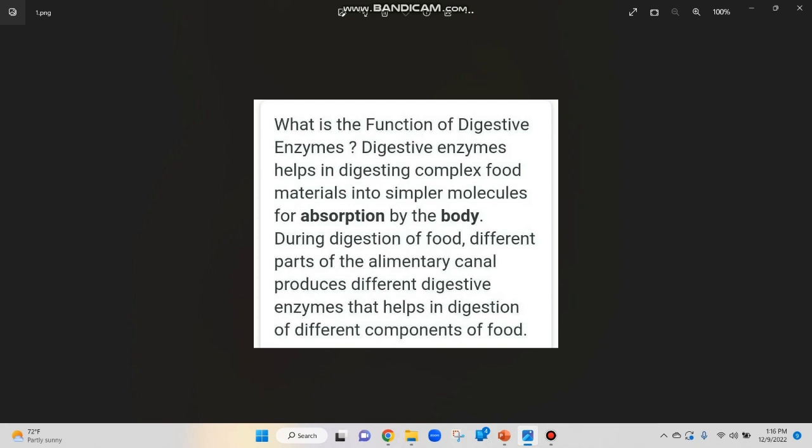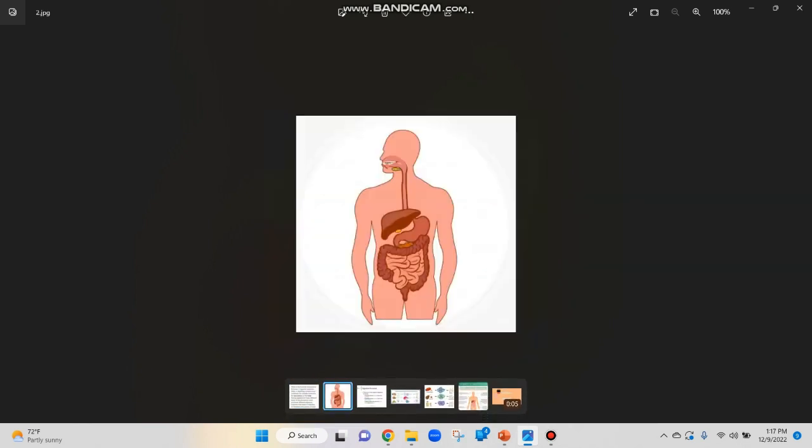Now, the next thing is that during digestion of food, different parts of the alimentary canal produce different digestive enzymes that help in digestion of different components of food. These components of food are the nutrients. Three main types of nutrients we have talked about: one is carbohydrates, second is protein, third is fats. There are more as well, like fiber, and water is sometimes considered a nutrient, but here the main three types we're talking about are carbohydrates, protein, and the fats.